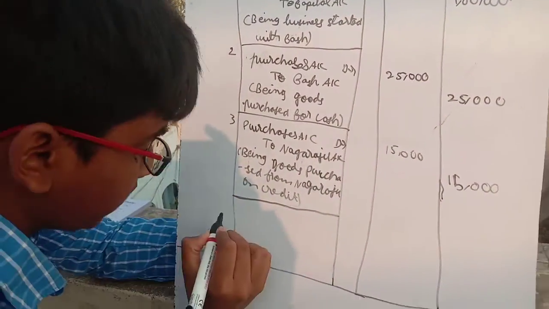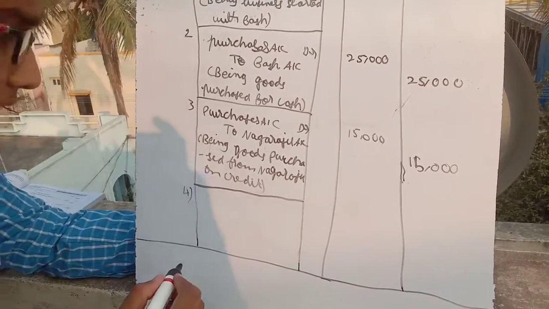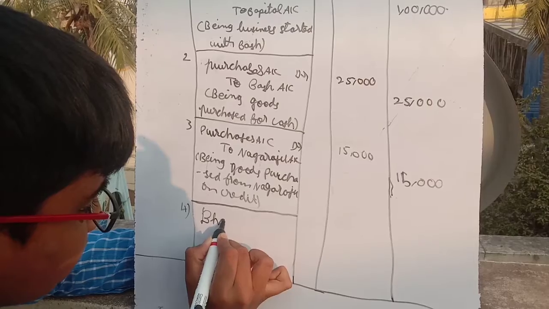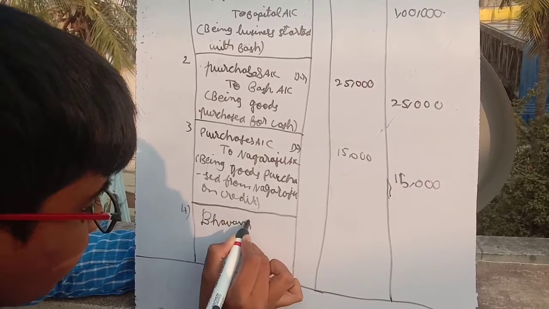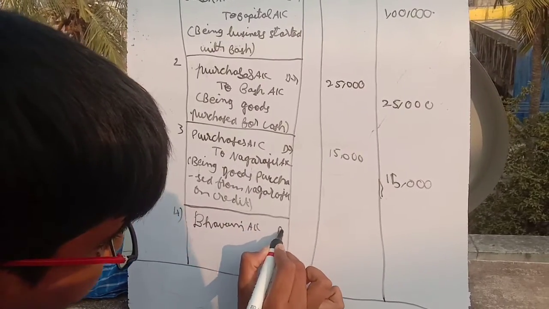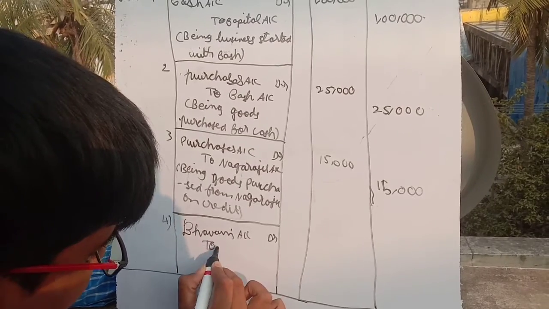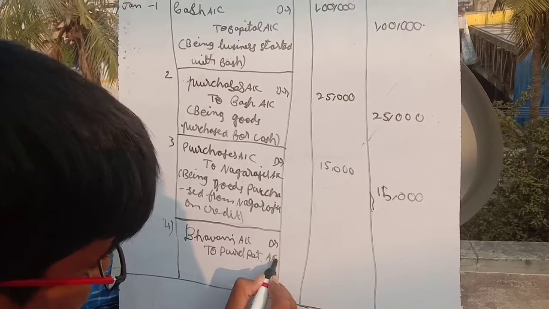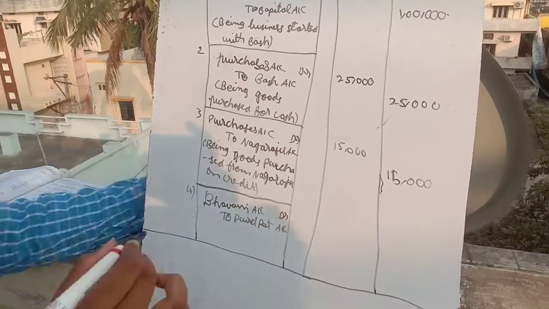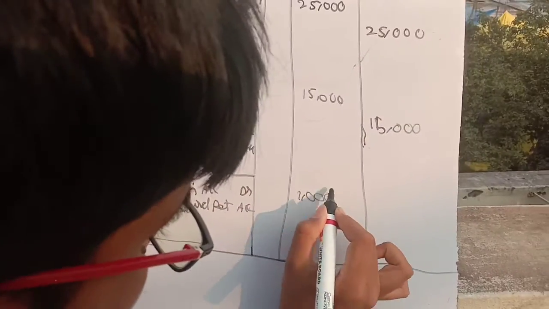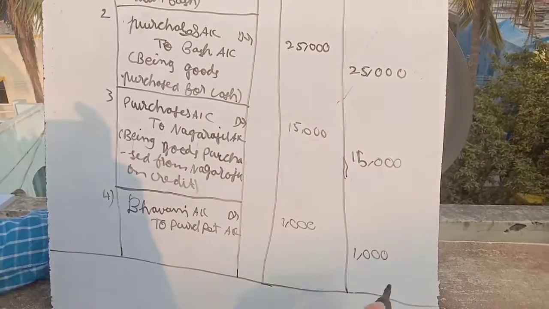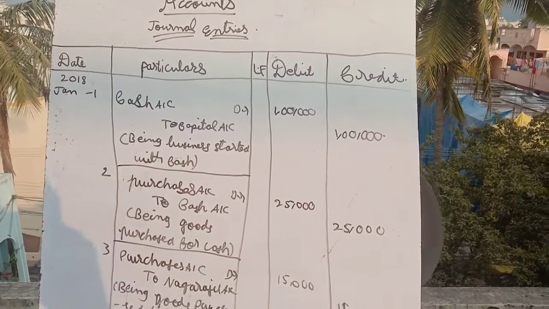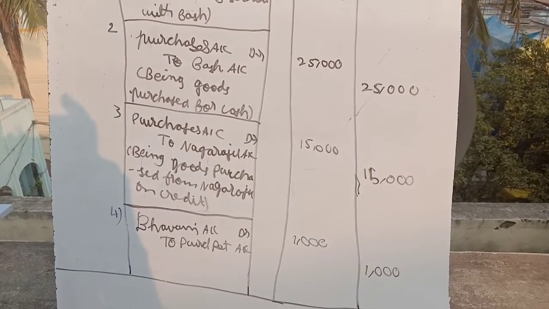The date is 4th. The entry is Bhavani account debit to purchase returns account. The amount has been given as 1,000 rupees on the debit side and also on the credit side. So once again I am explaining the problem from the first onwards. Here I have not written a narration because the space is very less.